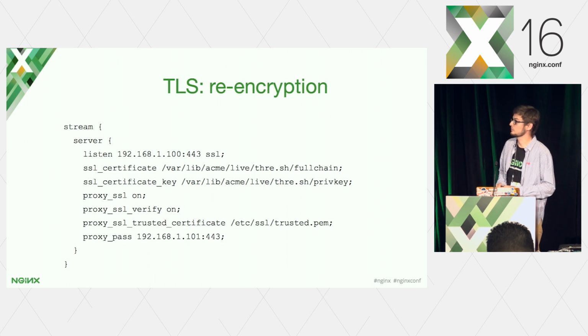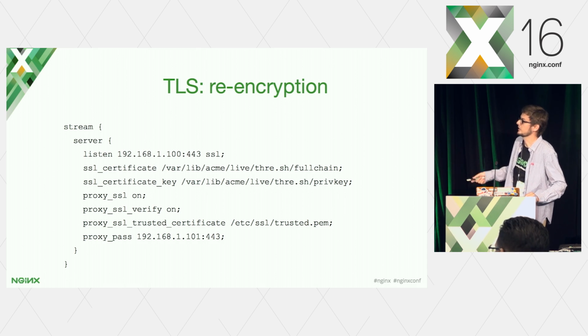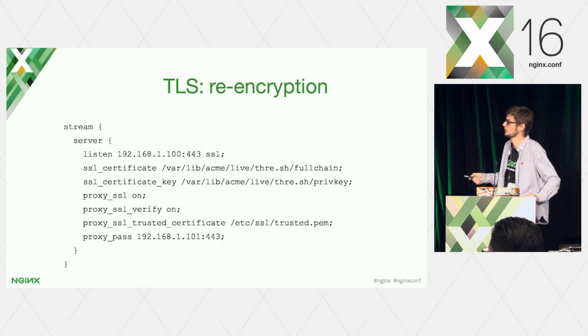Another mode is to re-encrypt the connection. So basically, NGINX will listen on a specified socket. It will decrypt that, and then re-encrypt it while connecting to the backend. So here is how you do it: you enable the proxy SSL to your backend, and you specify that you need to verify the backend with the SSL verify on and a trusted certificate.